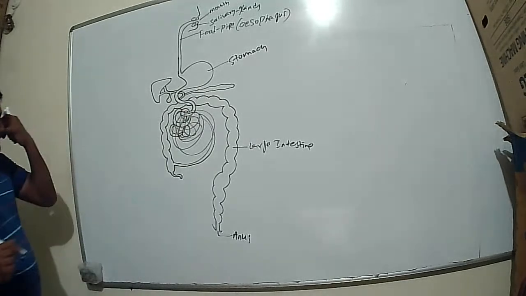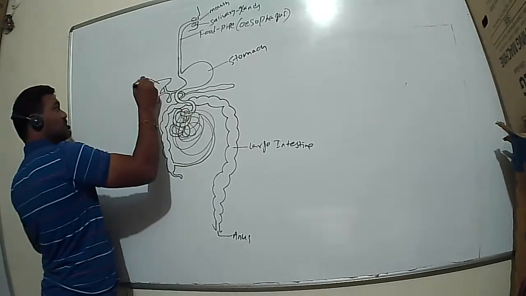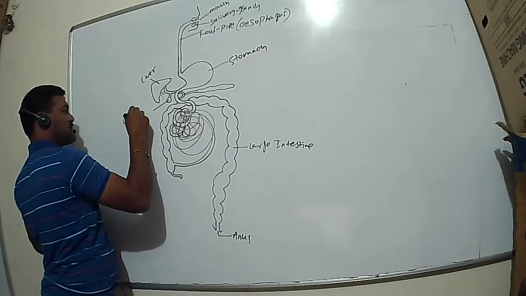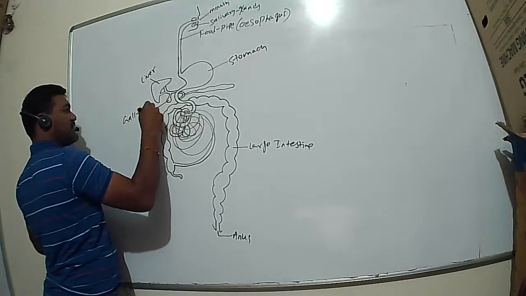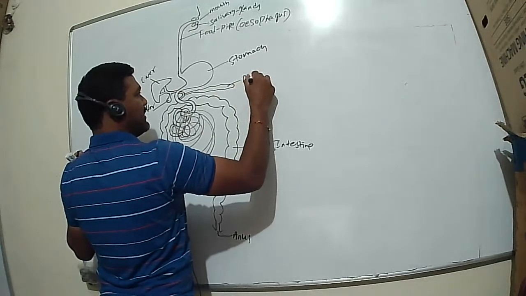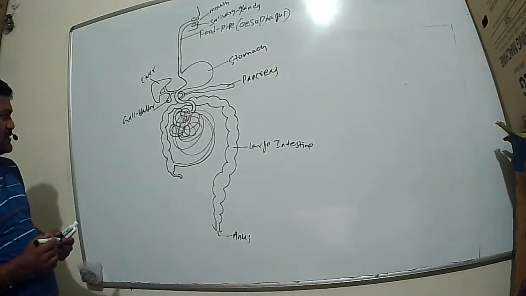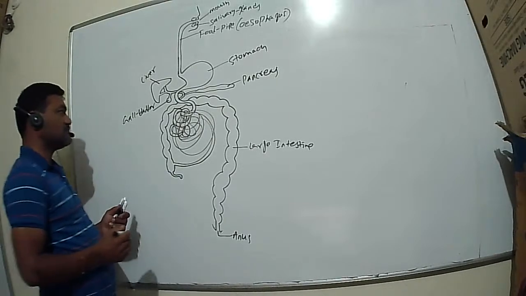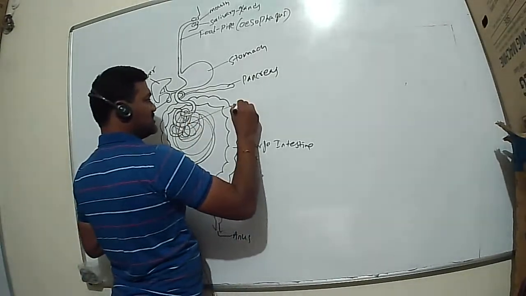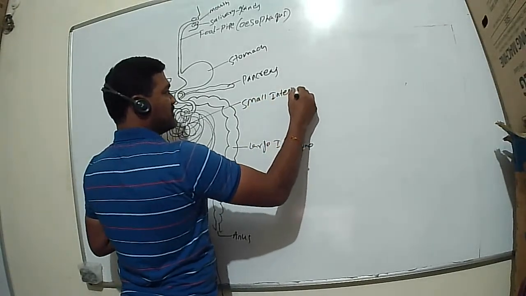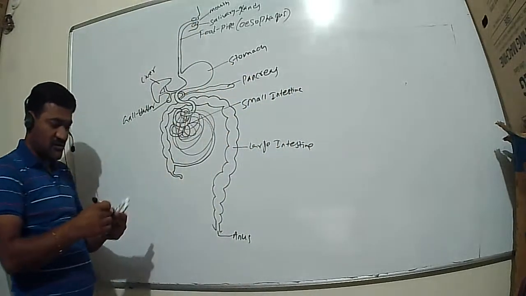Like this. Okay, so this is the liver, this is the gallbladder, and this is the pancreas. So these are the parts of the digestive system. So we want to show this is the small intestine. In this diagram, we'll come across different concepts now.